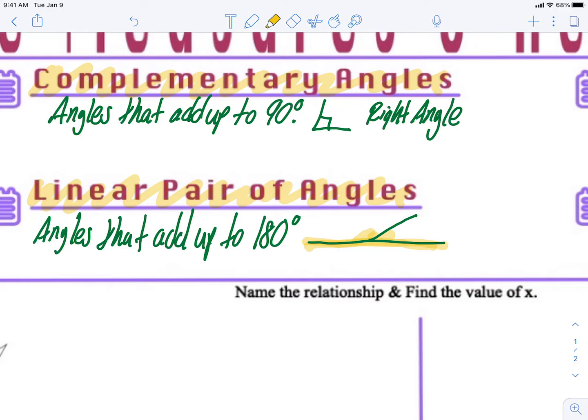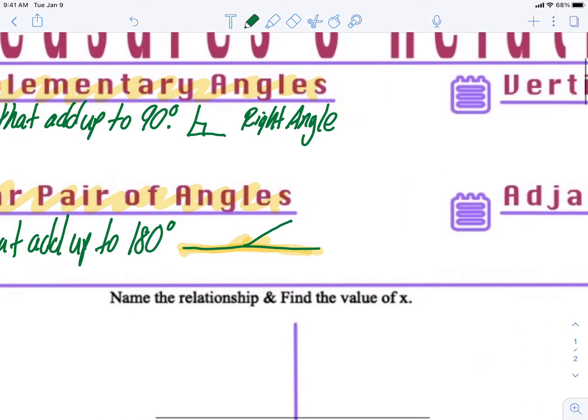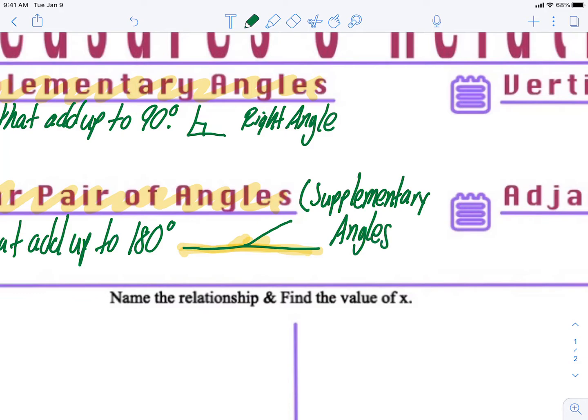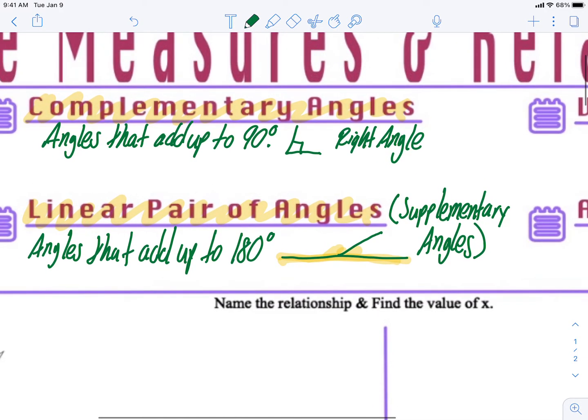Another way they are identified is as supplementary angles. That's another word for them as well. So complementary angles add up to 90 degrees, and supplementary angles, or a linear pair, add up to 180 degrees. Okay, so that's the first two.